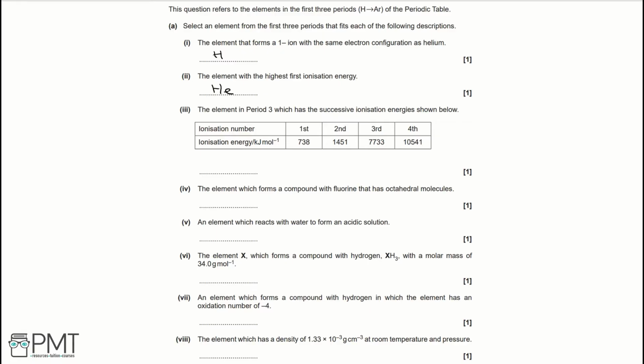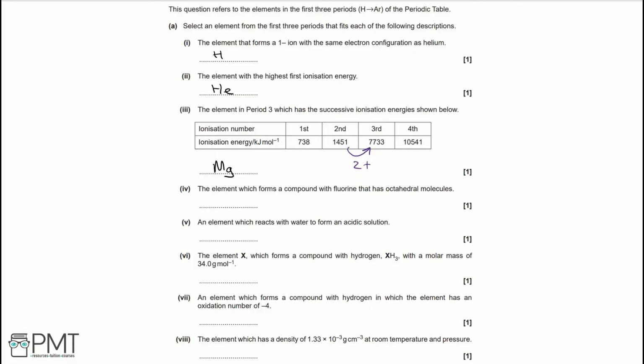Part 3. The element in period 3 which has the successive ionization energies shown below. What we first need to identify is the large jump in ionization energy, and that jump is from second to third, which means that it has a 2+ charge. So we're looking for an element with a 2+ charge in period 3, and this element is magnesium. So to get the mark for part 3, we need to write magnesium on the answer line.